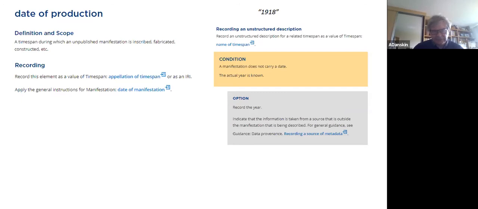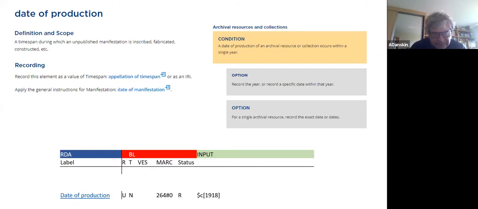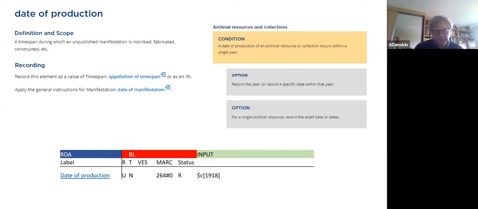So I'm going to record the unstructured description first. It says the manifestation does not carry a date, which is true, but we do know the year. So we're going to record the year, and we can indicate that the information is taken from a source that's outside the manifestation. Conventionally we do that with square brackets. So there we have it. I've recorded the date of production in the 264 field.